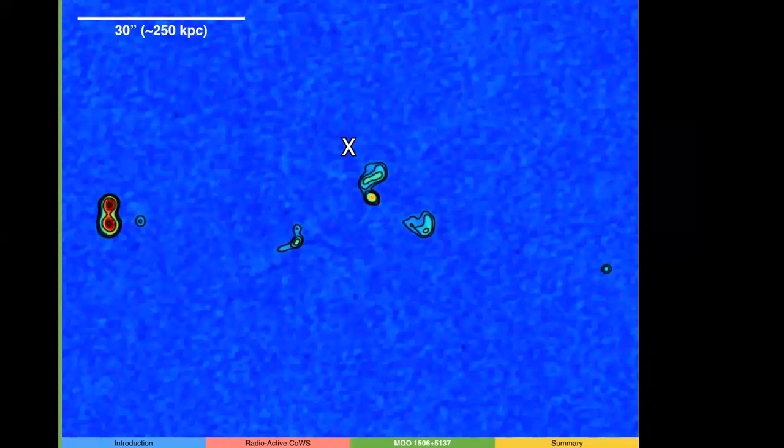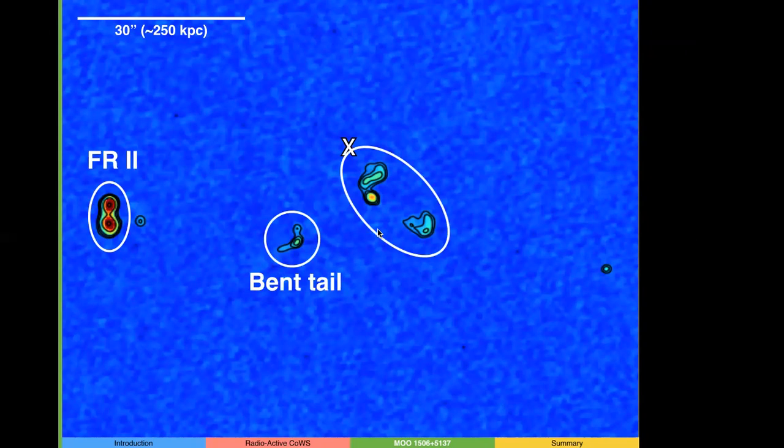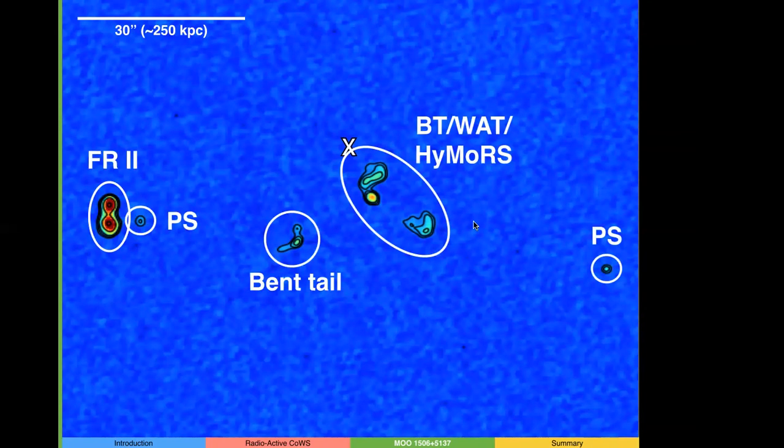So first of all, let's look at these sources and see what they are. So this indicates the center of the cluster. We have this source here categorized as an FR2. And then we have this bent tail source. You can see they have the center of the host galaxy and then the bent lobes. Another source is also a bent tail, but it is very close to the center of the galaxy, so we categorize it as a wide angle tail. It also seems to be this hybrid type where it has an FR1 side and an FR2 side. And then we have 2 point sources as well.